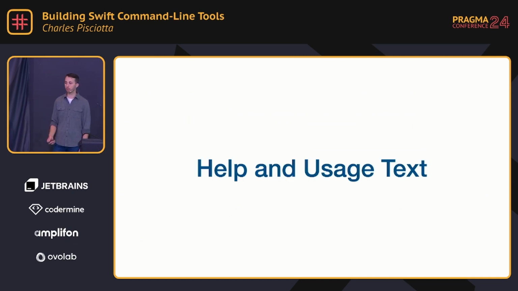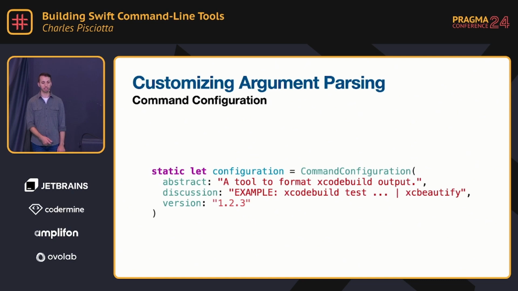Now, as you define a more complicated tool, you're going to want to give your users context to understand how to use it. And so we can first do that with that command configuration we saw earlier. You can first define an abstract of your tool, giving your users a high-level summary of what your tool does. You can then, in the discussion, define in more detail how to use it and potentially an example. And also here, defining the version which a user is using so they understand potentially if they're out of date or just which version they're on.